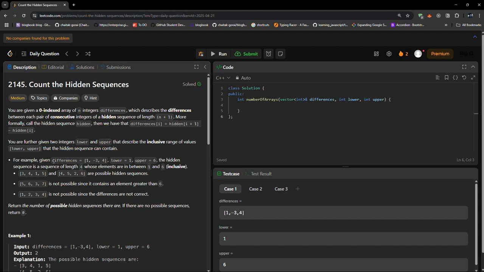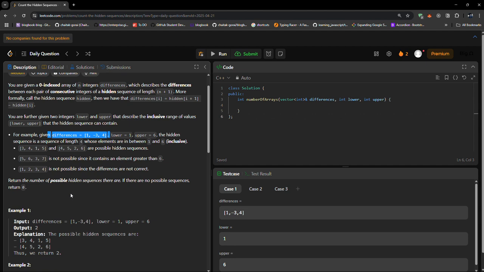So for example, here in this example we have a differences array of 1, minus 3 and 4, and the lower limit is 1 and the upper limit is 6. These are the possible sequences which will give this difference. You can see for 3 and 4 the difference is 1, 4 and 1 the difference is minus 3. Similarly for 1 and 5 the difference is 4, right? But this other one is not possible because its differences will not equal the difference array, right? So what we need to do is return the possible number of sequences having this difference array, this lower limit and this upper limit.